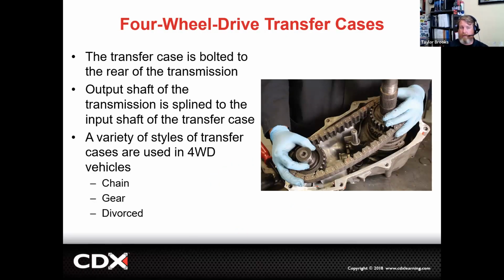Our transfer case, for the most part, is going to be bolted to the back of the transmission. In some older applications, especially very early four-wheel drive systems, it can be known as a divorced transfer case. The transfer case actually will have its own drive shaft coming from the back of the transmission to the transfer case, and then one to the rear axle, one to the front. So there'll be 3 drive shafts if that is the case.